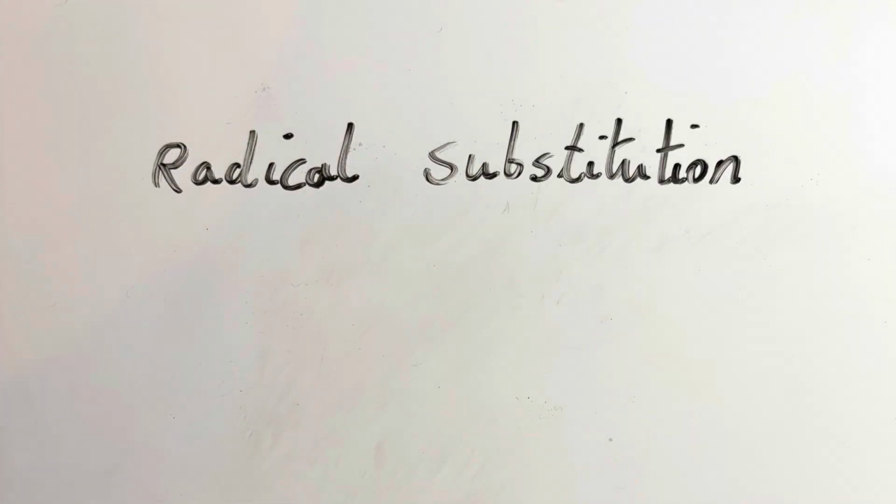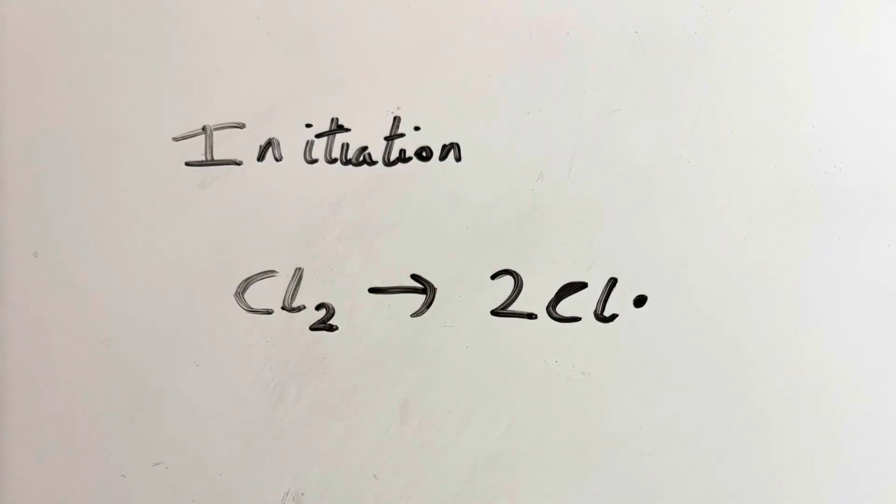Okay, here you go, your first mechanism. So this is radical substitution, so make sure you're paying attention. So there are 3 steps in this. So there's initiation. So here you're turning a chlorine molecule into 2 chlorine radicals by homolytic fission.